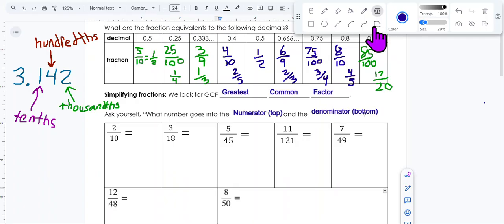Well, our next one is simplifying fractions. Okay, simplifying fractions, we kind of just did up here, right? So when you're simplifying fractions, what you're really doing is trying to find the greatest common factor that can divide into both numbers. So like this 2 over 10, I'm trying to say, what's the greatest common factor that can go into both of these?